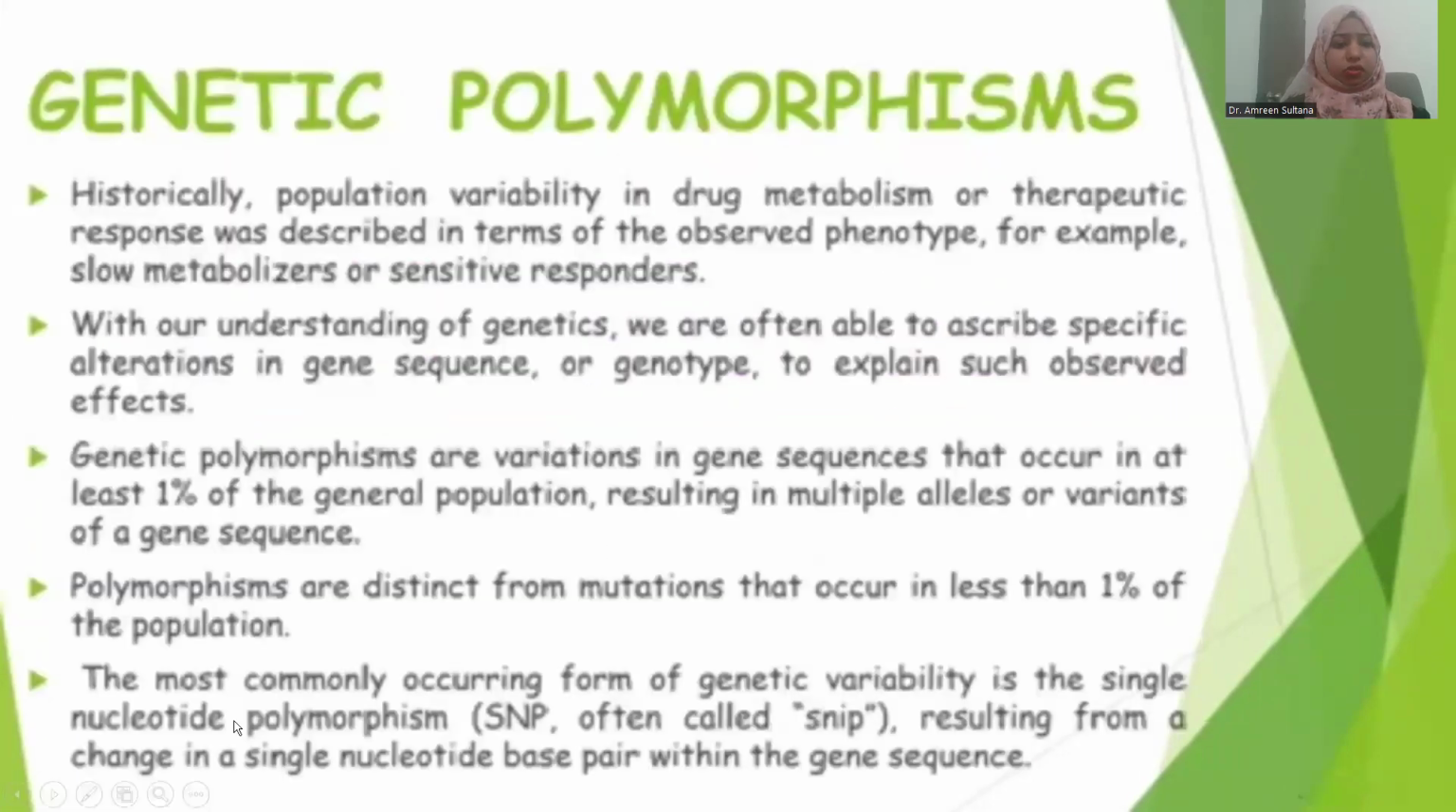So next, coming to this, I have already discussed this one. Polymorphisms are distinct from mutations, occurring in more than 1% of the population. The most common genetic variability is the single nucleotide polymorphism, that is SNP, also known as SNIP. SNP results from a change in a single nucleotide base pair within the gene sequence.